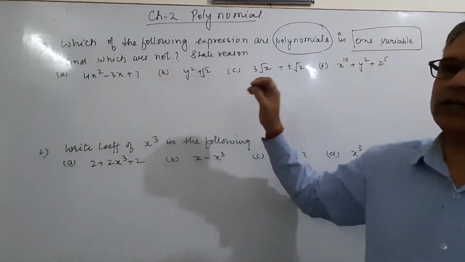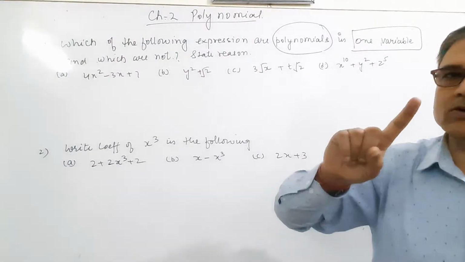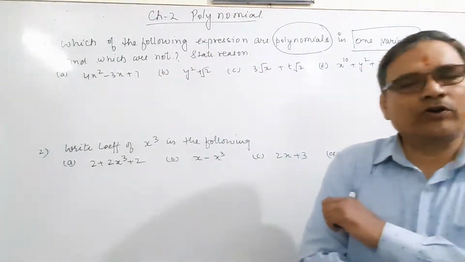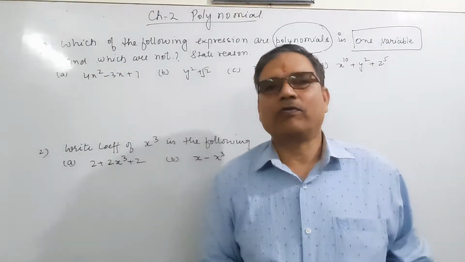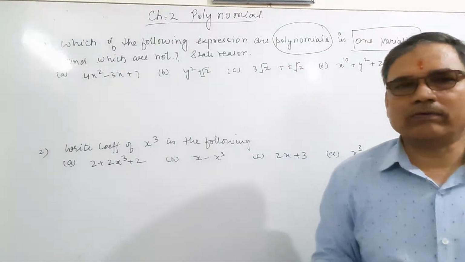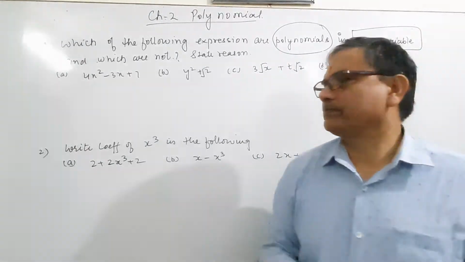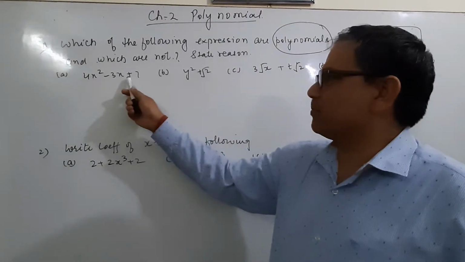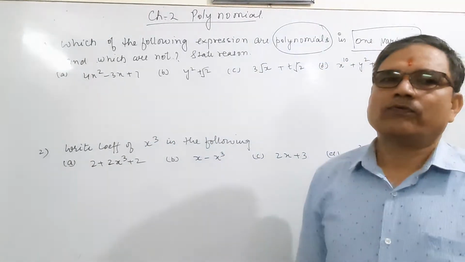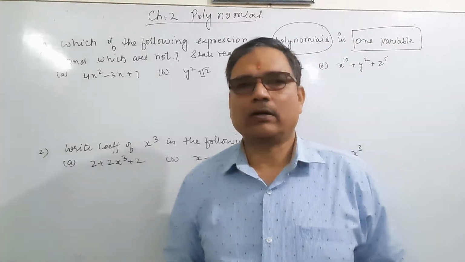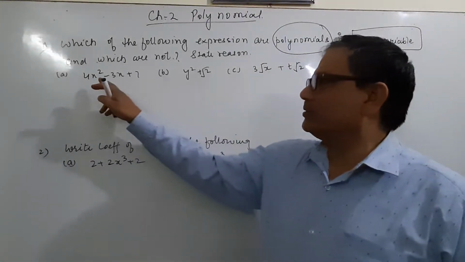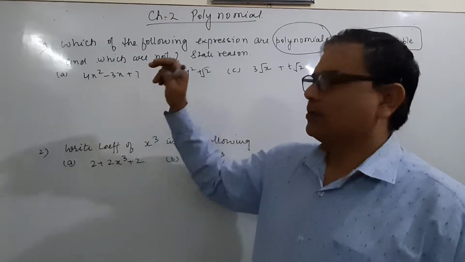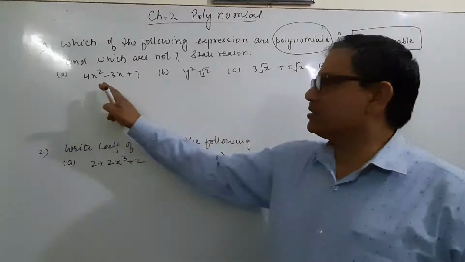Which of the following are polynomials in one variable, and which are not? State the reason. If they are polynomials in one variable, you have to give the reason. First, 4x square minus 3x plus 7. Is it a polynomial? Yes, it is a polynomial. Why? Its power is a whole number. That is the first point.